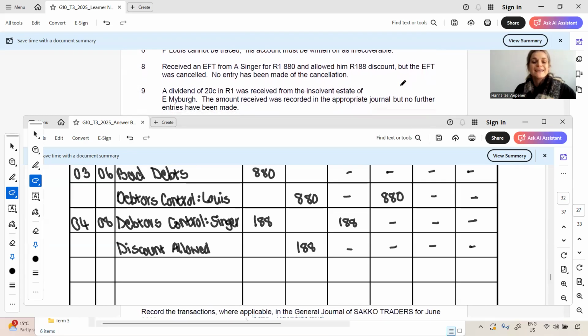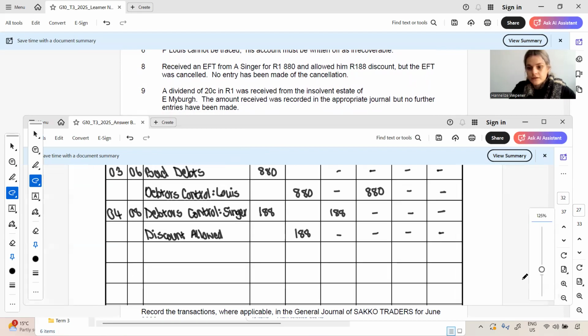Okay, moving on. A dividend of 20 cents in 1 Rand was received from an insolvent estate. So in other words, for every 1 Rand that this debtor owes you, you received 20 cents. So I'm just going to do this real quick so I have space to write here. So in other words, for every 1 Rand that he owes you, you are going to receive or have received 20 cents. The amount received was recorded in the appropriate journal, but no further entries have been made.